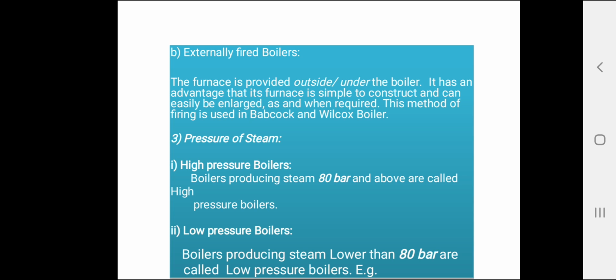Then the third classification is according to the pressure of steam, that is high pressure boiler and low pressure boiler.